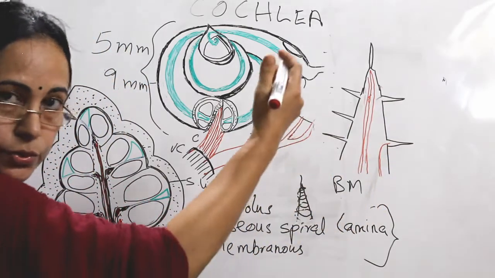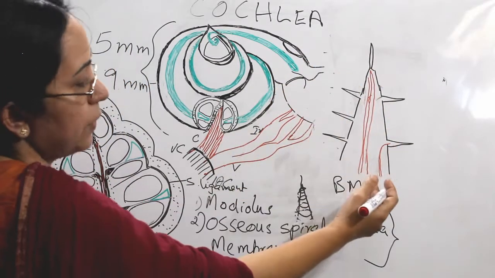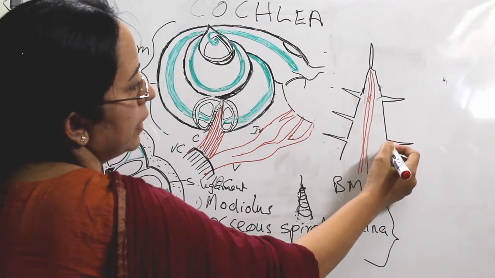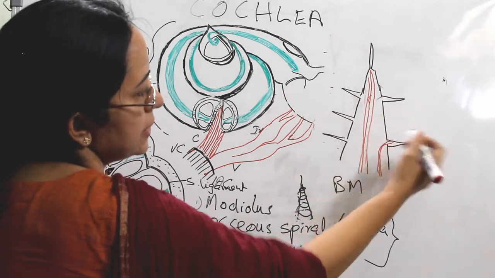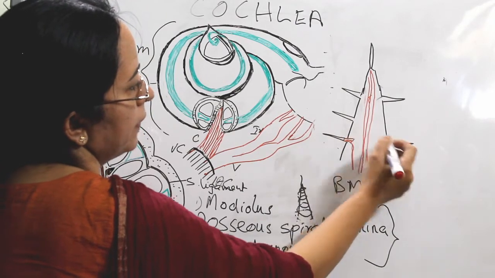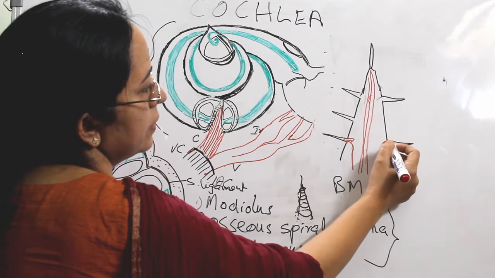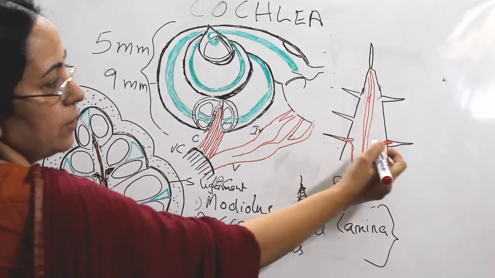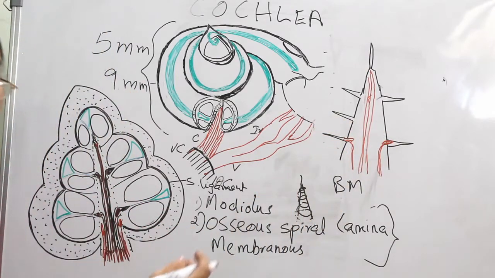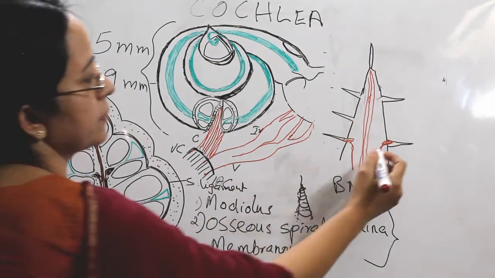Now, fibers going to the apex are seen in the central part of the modiolus, and towards the periphery, the outer wall, they are seen on the basal turns. Okay. And towards the osseous spiral lamina, there forms a spiral ganglion.